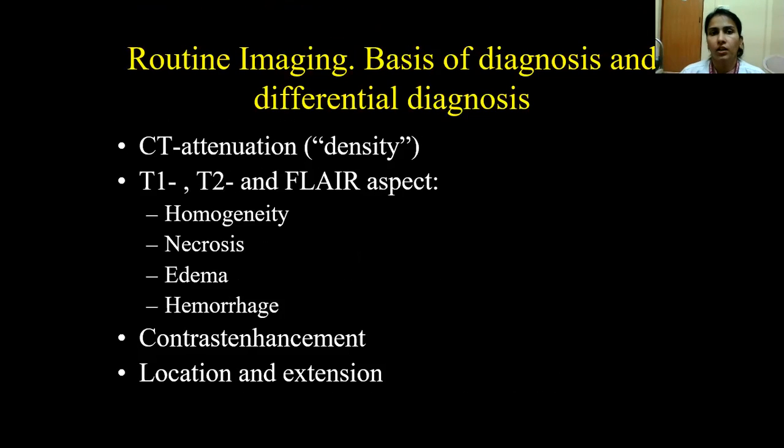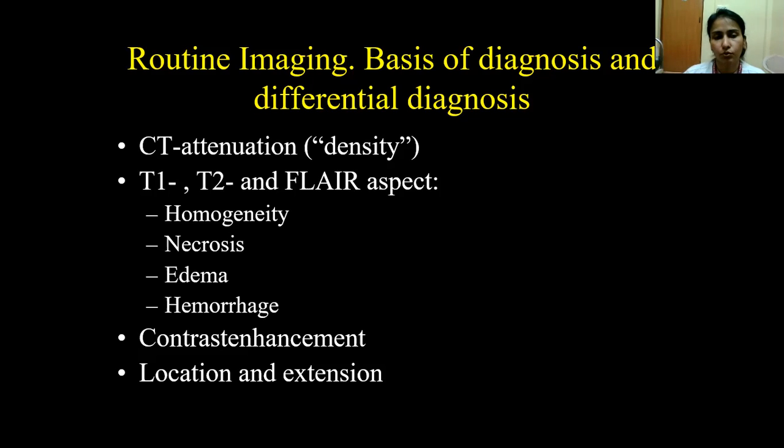Then, in the routine imaging, what is the plan we go through? First, we have to see the CT. In CT, we have to see the attenuation of the lesion or the density of the lesion. For example, some tumors like lymphoma are always hyperdense. And most of the tumors you'll find will be hypodense or heterogeneous, but some lesions are typically hyperdense. One example is lymphoma.